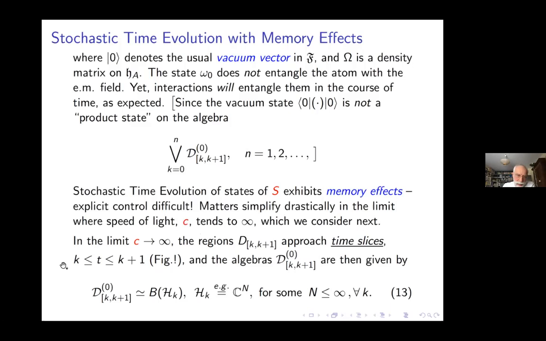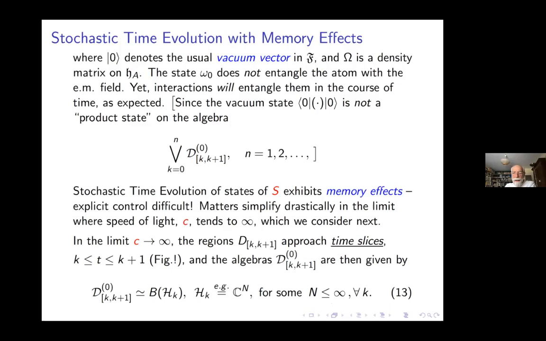As I already mentioned, in the limit where the speed of light tends to infinity, the space-time diamonds approach time slices where time is contained between k and k plus 1. These algebras of the electromagnetic field confined to a space-time diamond then approach algebras that you can view to be algebras of all bounded operators on Hilbert spaces H sub k that are associated with the time slices. And in order to be as simple as possible, I imagine that these Hilbert spaces H sub k are finite dimensional complex Hilbert spaces. So the dimension capital N is supposed to be finite in what follows.